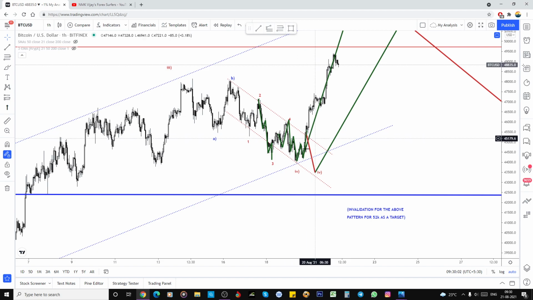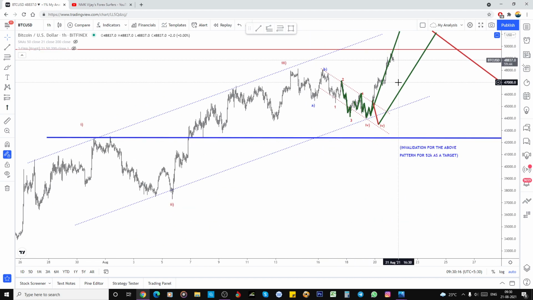Enter partially here, enter partially here. For both of those partials, the stop loss I placed here. That's it. What is your risk? This is the risk. And what is your reward? It's nearly 1:4.